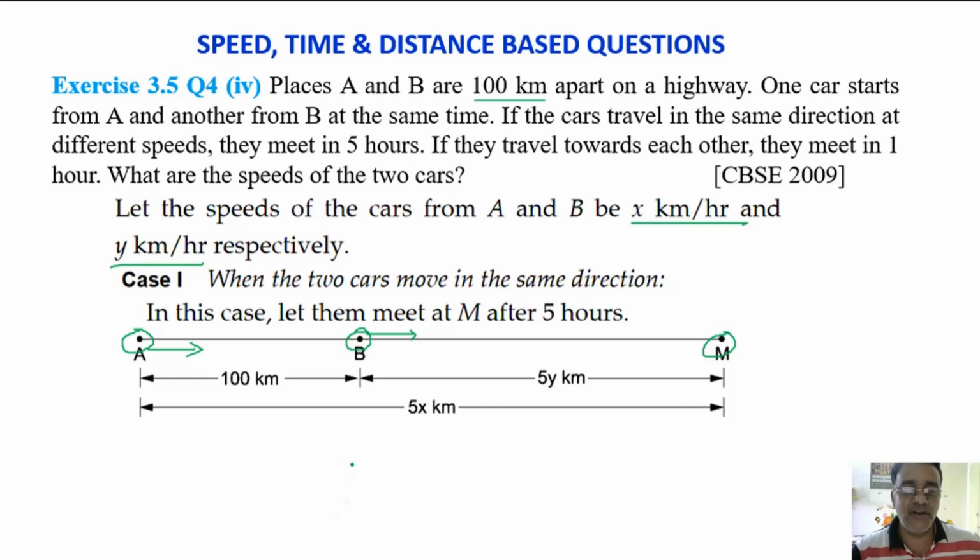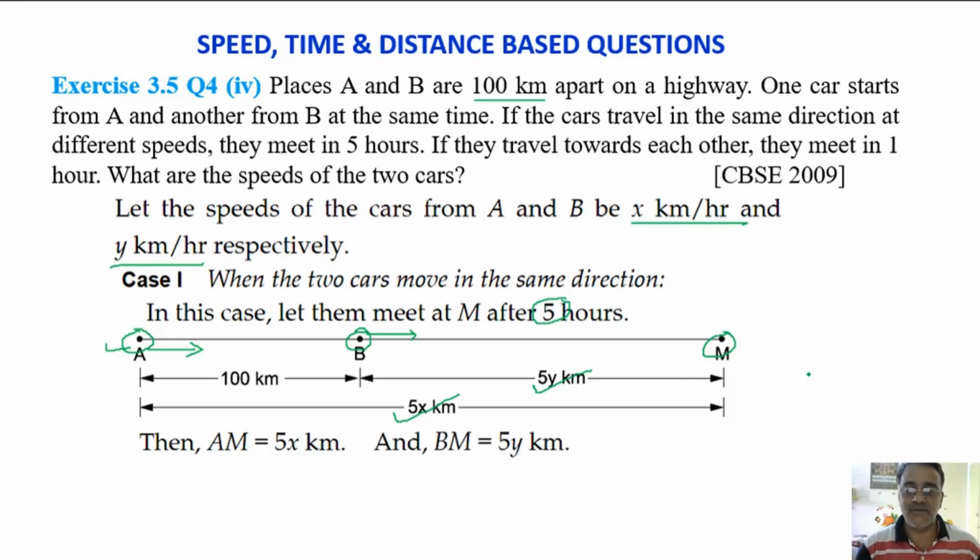So what is the speed of the car starting at A? x kilometer per hour. And what is the time? 5. So distance is equals to speed into time. If you multiply these two, you will get 5x kilometer. Similarly, for the car starting at B it is 5y kilometer. So AM is equals to 5x kilometer and BM is equals to 5y kilometer.